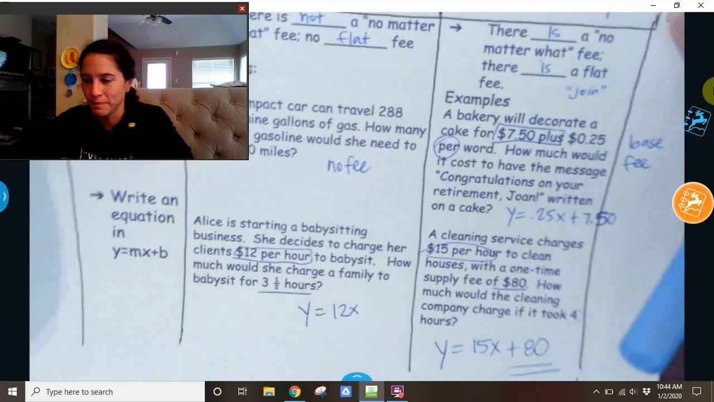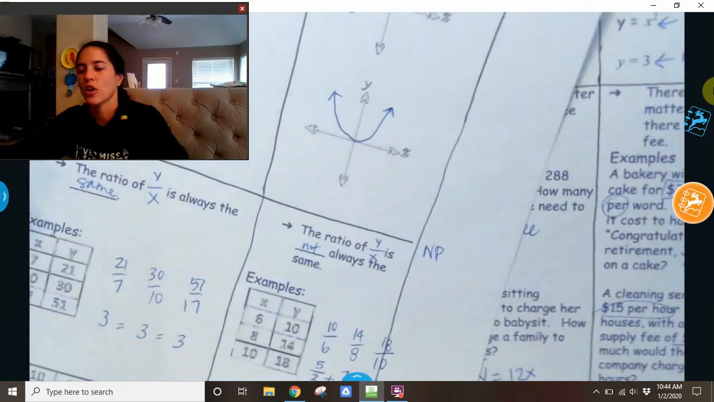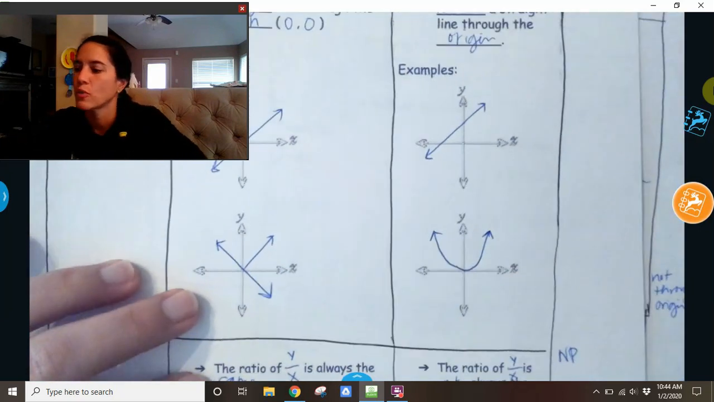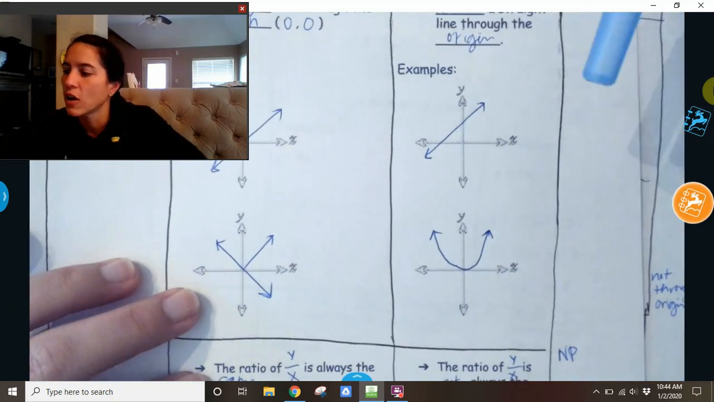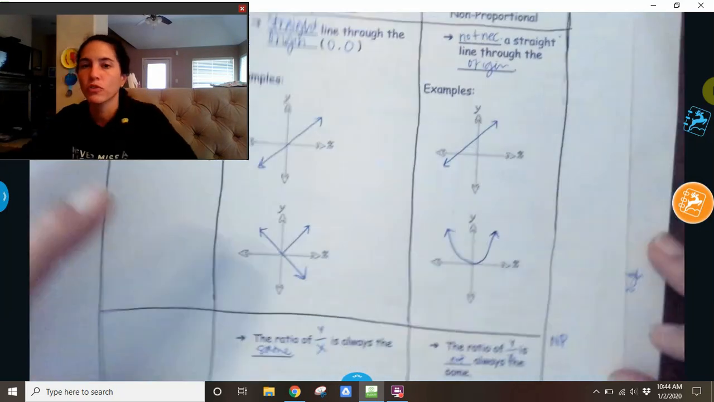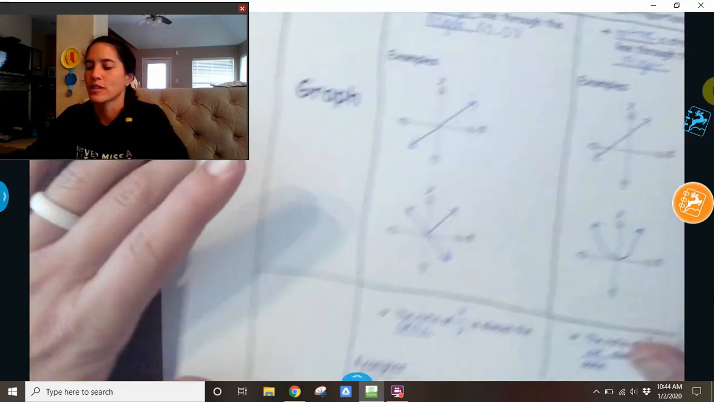So again, these notes are just to show you how to tell if something is proportional or not proportional at first glance.